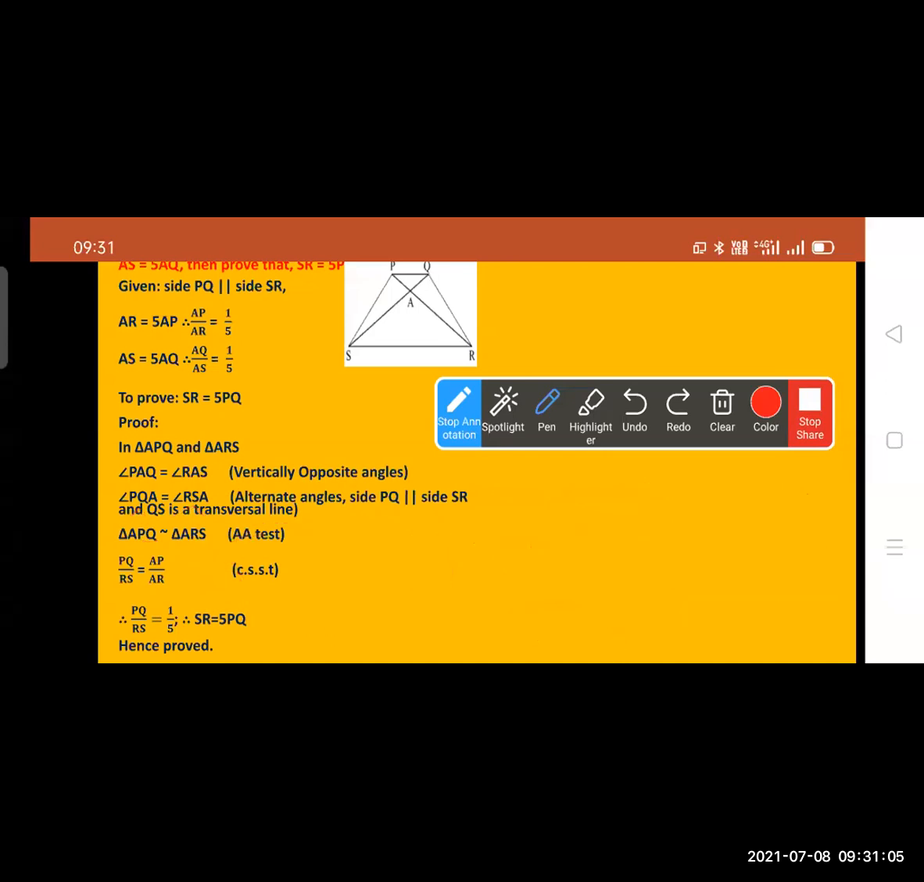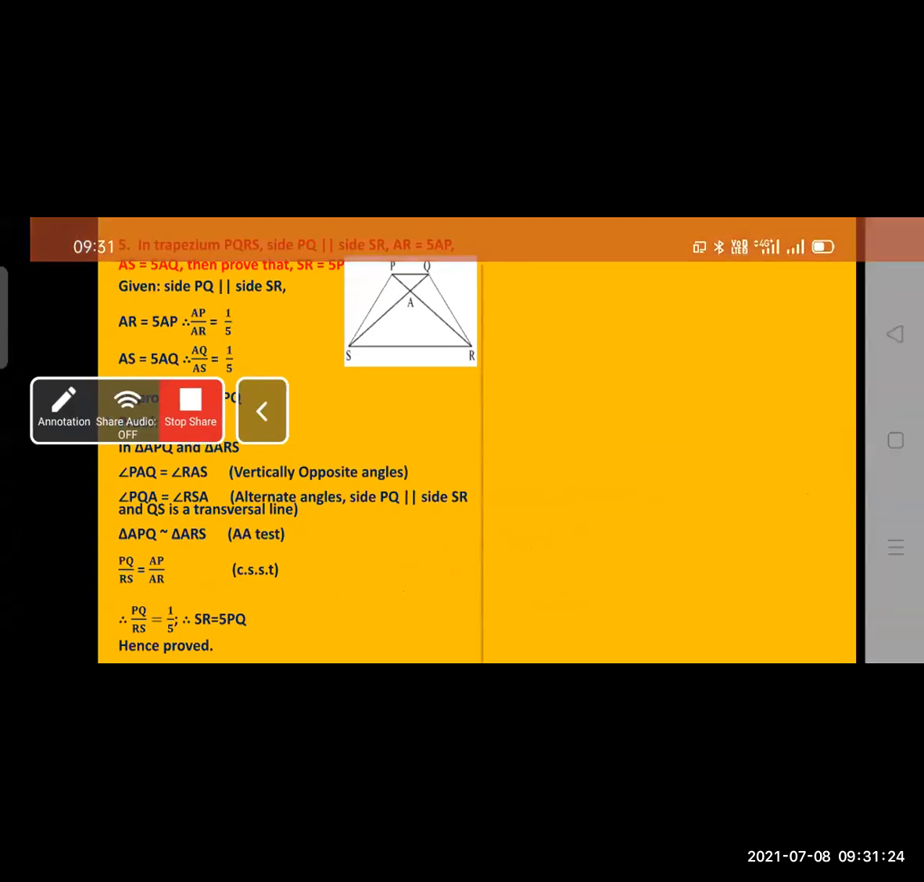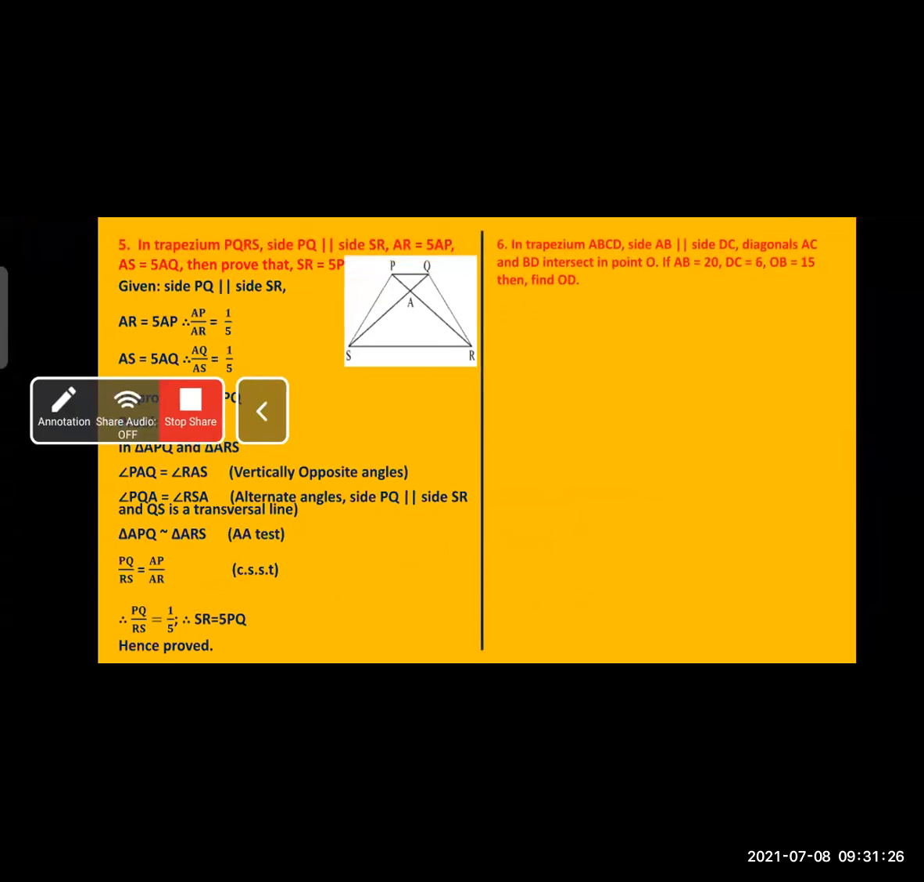Okay, so given that two ratios are equal to 1/5, automatically we write the third ratio is also equal to 1/5 and then cross multiply it. So SR is equal to 5 times PQ. Okay, so in this way we solve question number 5, and next one is question number 6.